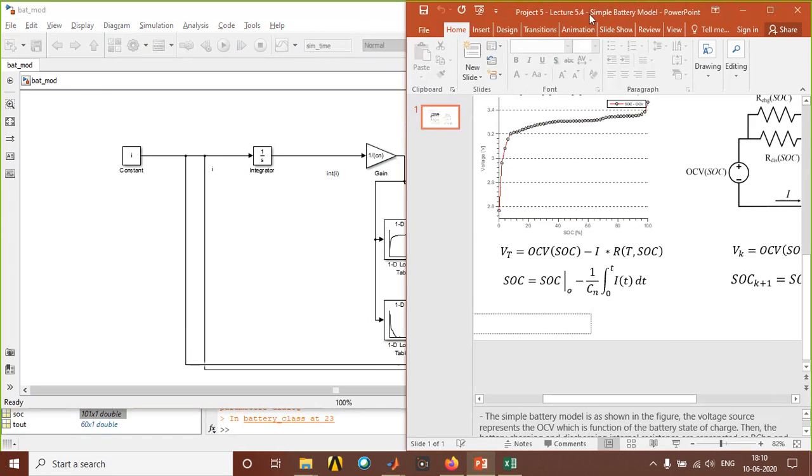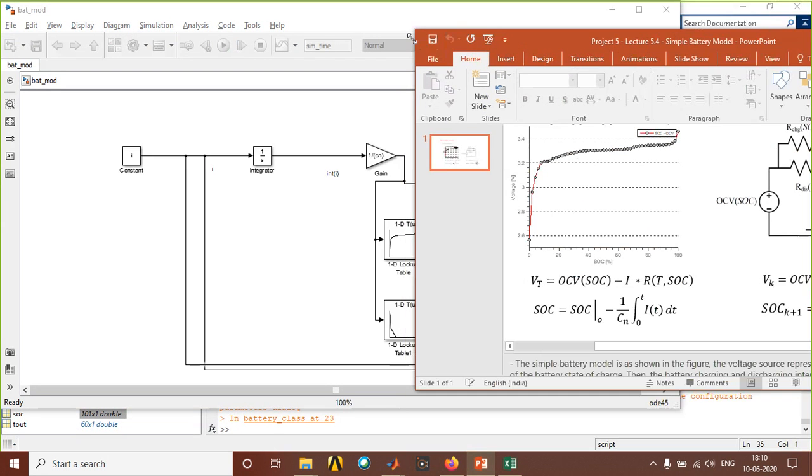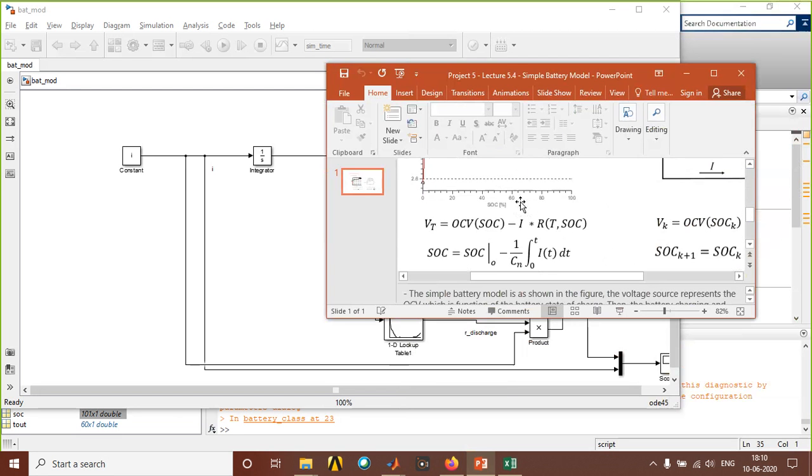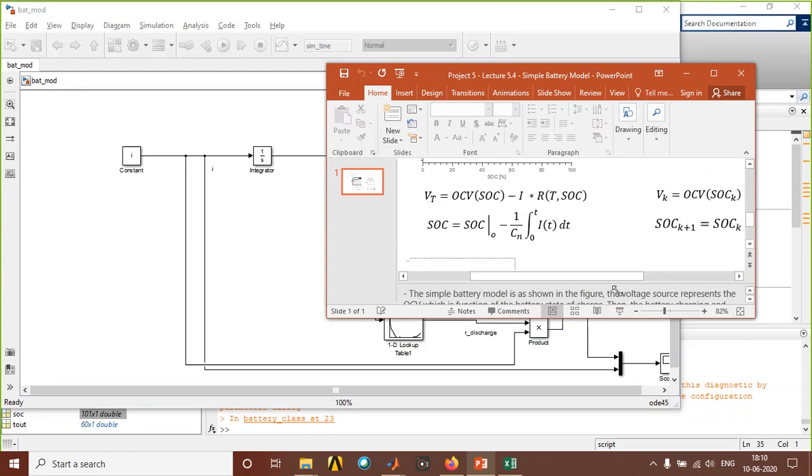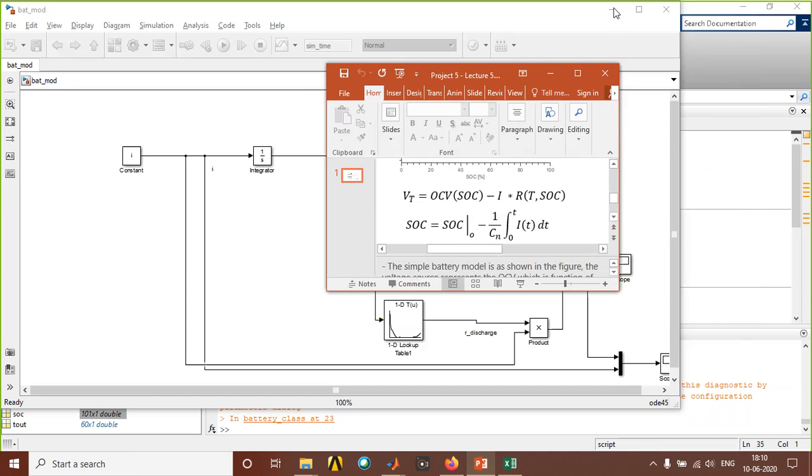I'm not able to balance it because my screen is so big. My inputs are big. Let me try to do something. Fine. So guys, see here.